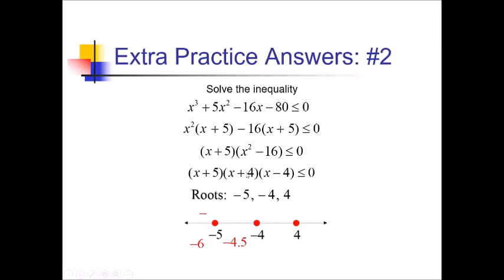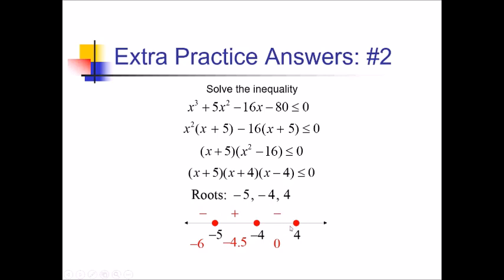Adding that with a 4 gives me a negative, and another negative if I subtract 4 from negative 4.5. That's 2 negatives, giving me a positive result overall. And now this is the easiest one. Between negative 4 and 4, I'm going to use 0. 0 plus 5 and 0 plus 4 are both positive. 0 minus 4 is a negative. Just one negative gives us a negative result.